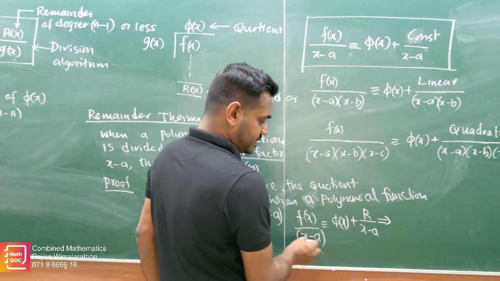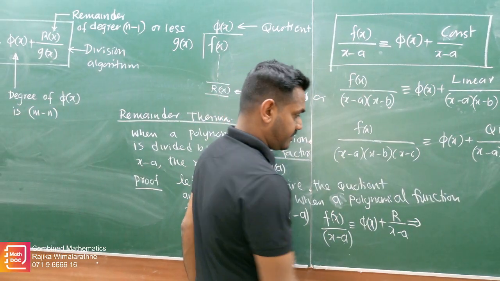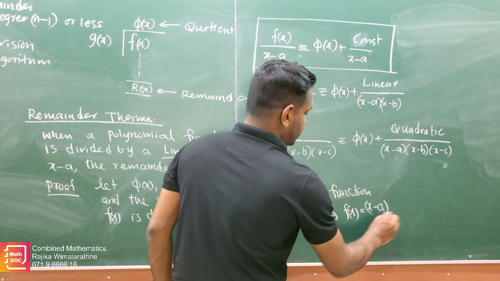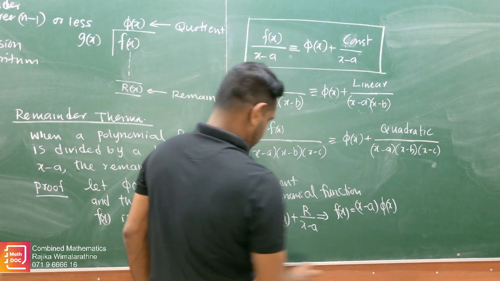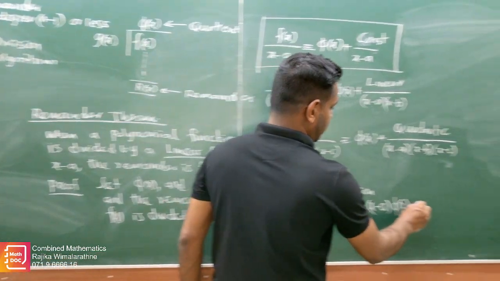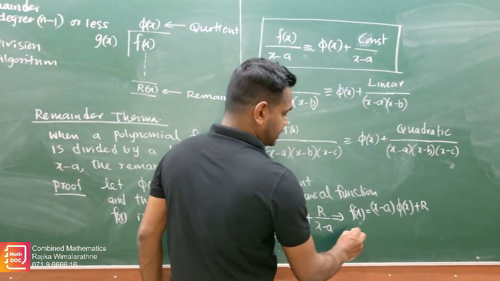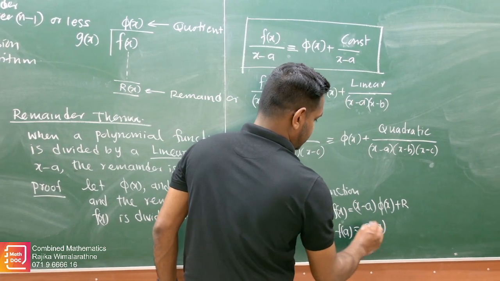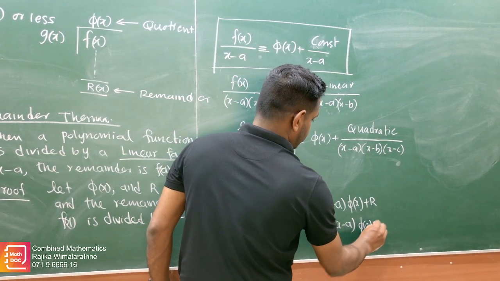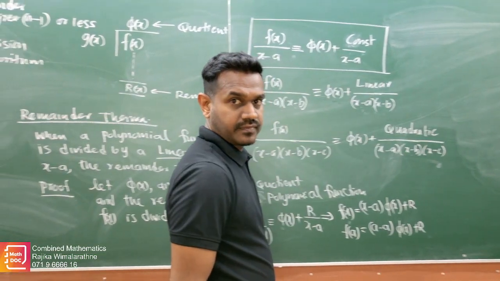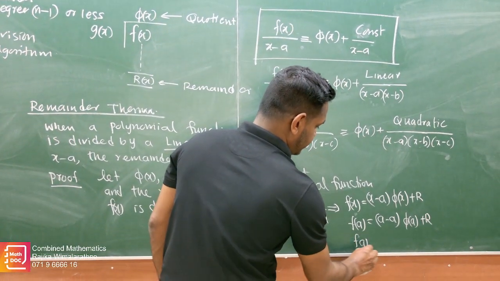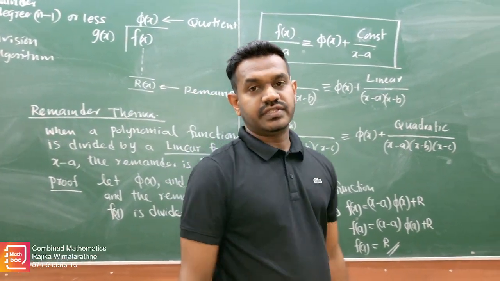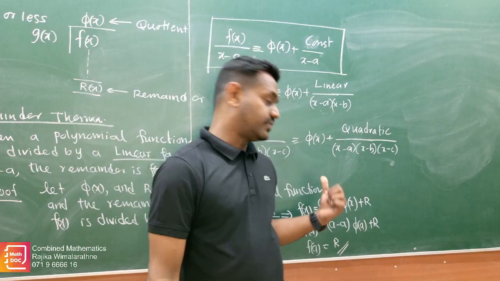So when you multiply by x minus a, then f(x) equals (x minus a) φ(x) plus r. Now you substitute x equals a. Therefore f(a) equals (a minus a) φ(a) plus r. Therefore f(a) equals r. So that is what we call the remainder theorem. That's how we prove this.